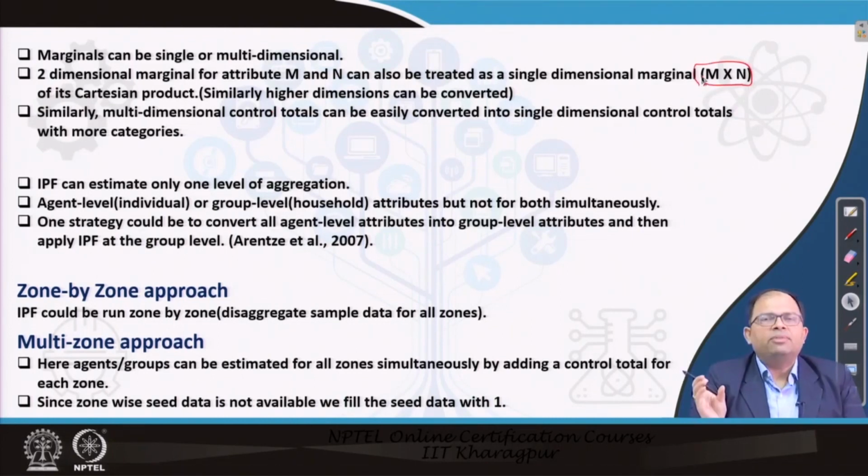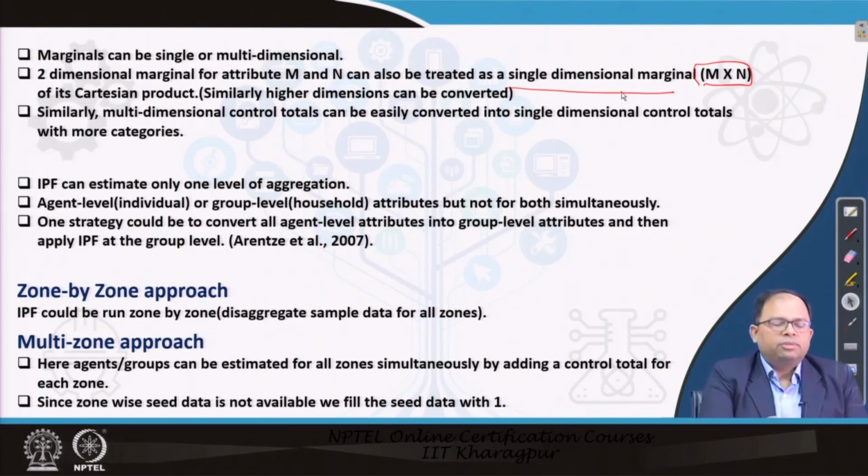And if we have the seed data for that, we can use it to convert higher dimensional marginals into single dimensional marginals. That means we can solve very complex groupings in a very simple form, but it also means that we need to have those kinds of seeds in our sample data as well. Similarly, multi-dimensional control totals can be easily converted into single dimensional controls with more categories, by combining these two dimensions m and n.